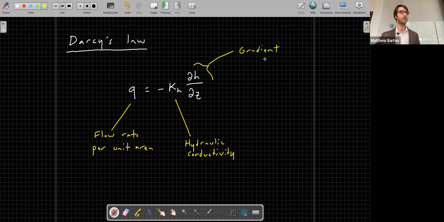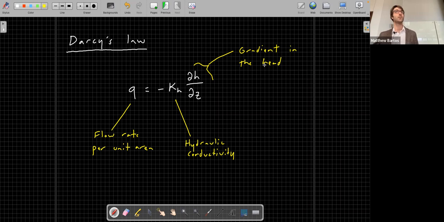And note that we're doing this in the Z direction. You can also do this in the X direction or the Y direction, but this is the gradient in the head over the Z direction. Okay, so essentially what this equation is stating is that the flow rate per unit area within our soil volume is linearly related to the gradient in the head.